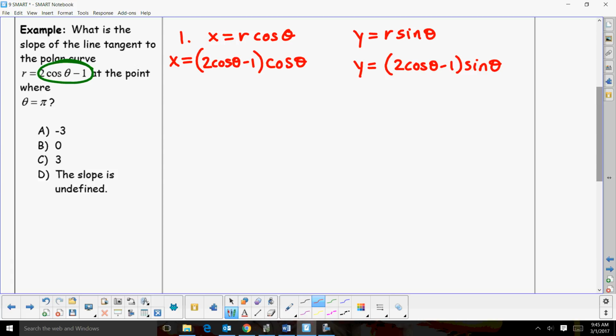Alright, so those are the two equations that I've now created. So now it's just parametric. They're usually pretty gross though. So for parametric, to find the slope, I have to take dy over dx. That's what we're going to do. Oops, not a t. Theta here. So let's go find x prime.